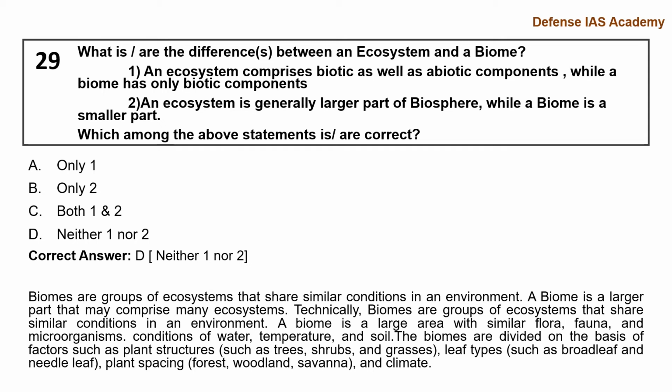Biomes are groups of ecosystems that share similar conditions in an environment. A biome is a larger part that may comprise many ecosystems. Technically, biomes are groups of ecosystems that share similar conditions in an environment. A biome is a large area with similar flora, fauna and microorganisms and conditions of water, temperature and soil. The biomes are divided on the basis of factors such as plant structures, leaf types, plant spacing and climate.